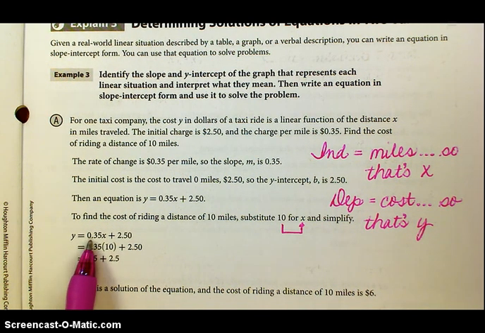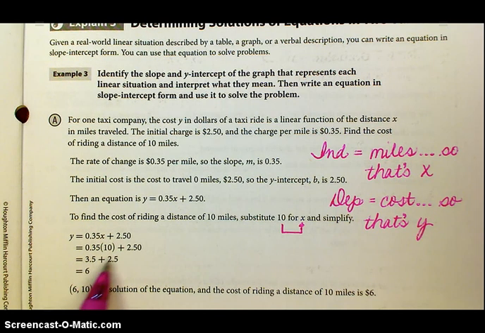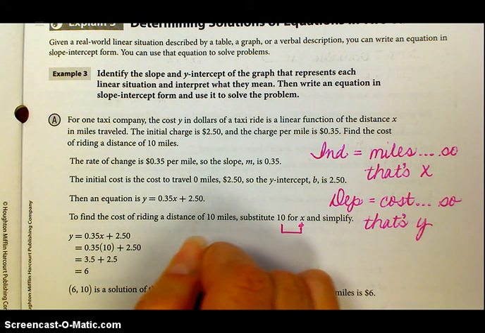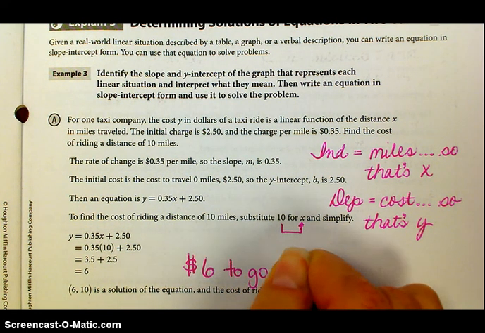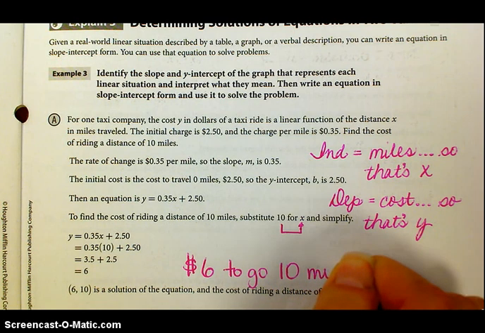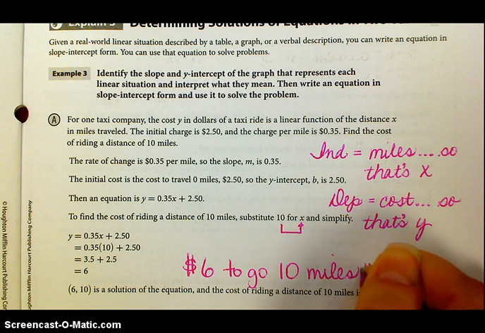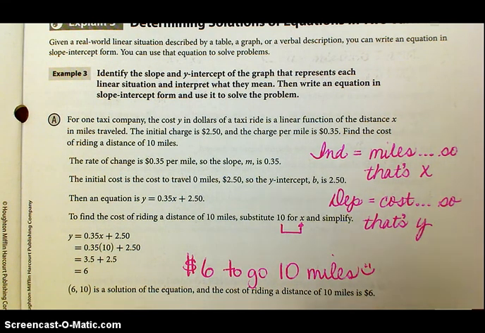So 0.35 times 10 plus 2.50. Okay, and that gives you $3.50 plus $2.50. So it is going to cost you $6 to go 10 miles. Okay, and that's what they say down here basically.